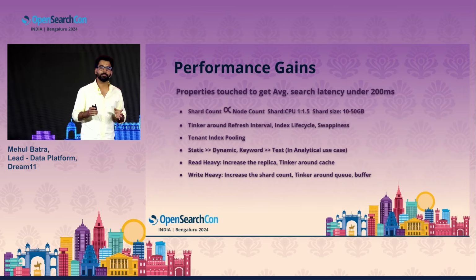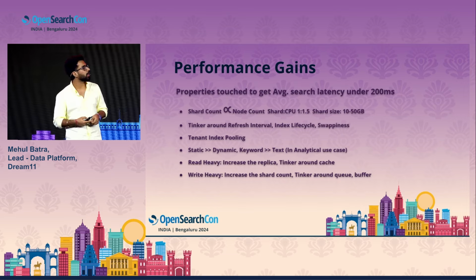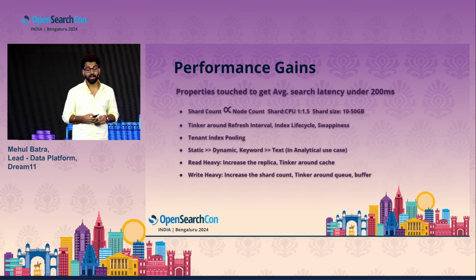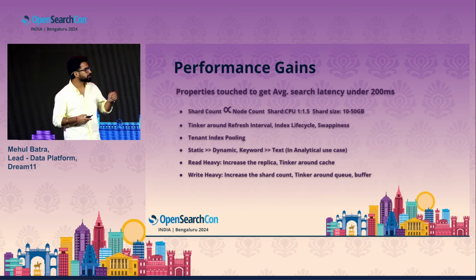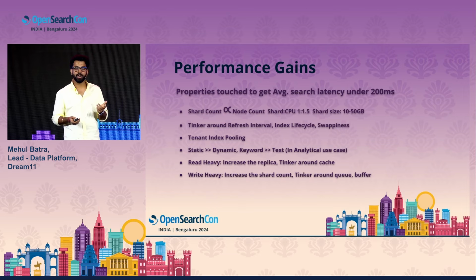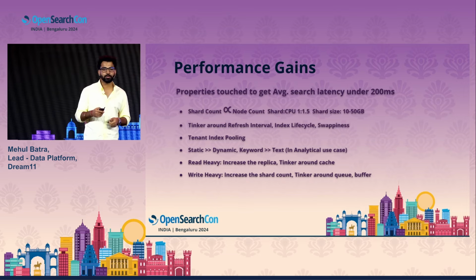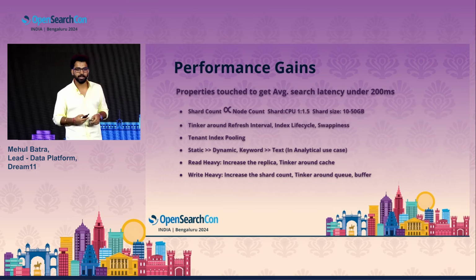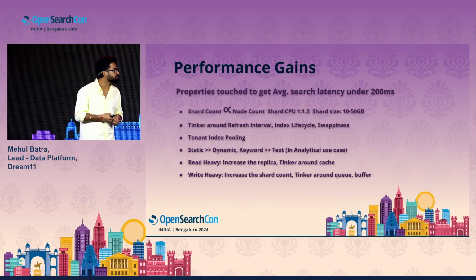So I'll talk about some of the properties that we touched to get our average search latency during the peak hours under 200 milliseconds. Some of the basic properties that we all talked about, like shard count should be directly proportional to node counts, or like one shard takes almost 1.5 vCore CPU, so you should be considerate while selecting your CPU and the number of shards that you are placing on that node or CPU. And your shard size should be somewhere between 10 to 50 GB. Anything less or anything above that could hamper your performance.